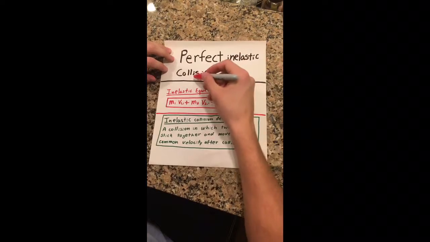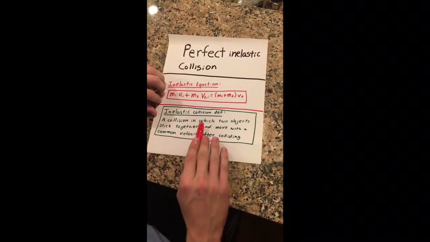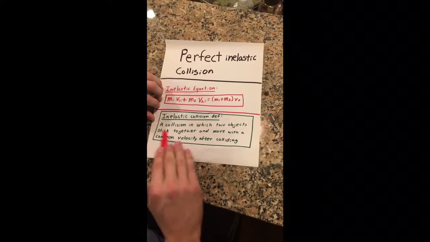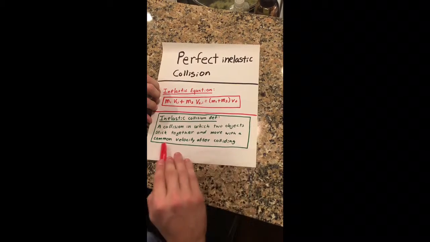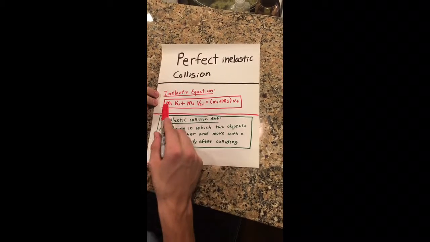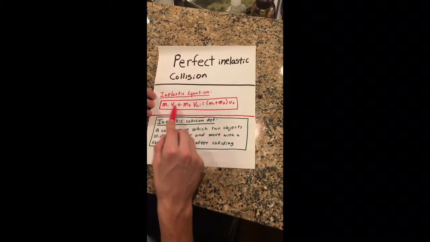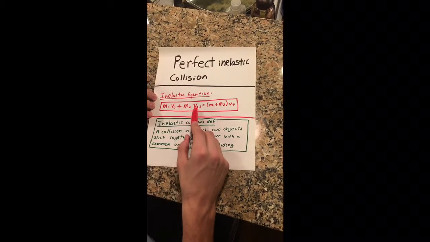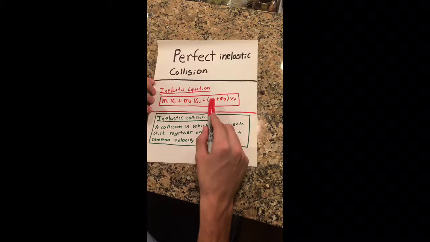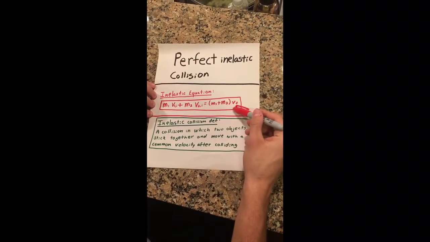An inelastic collision, or a perfectly inelastic collision, by definition is a collision in which two objects stick together and move with a common velocity after colliding. The equation for this would be mass 1 times velocity 1 initial plus mass 2 times velocity 2 initial is equal to mass 1 plus mass 2 times velocity final.